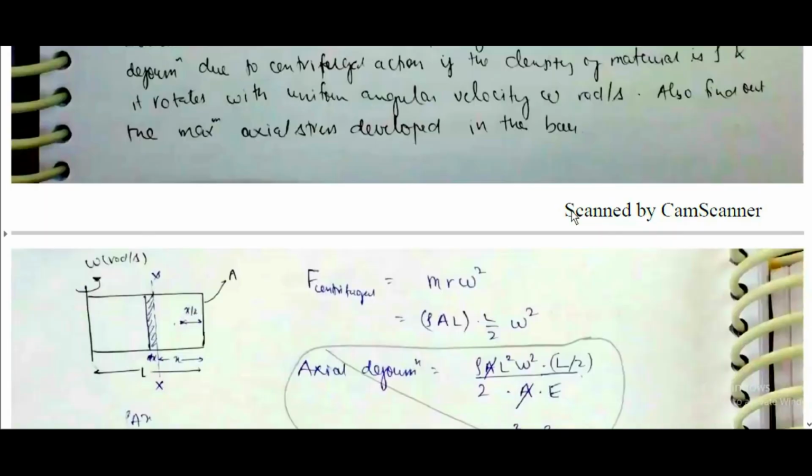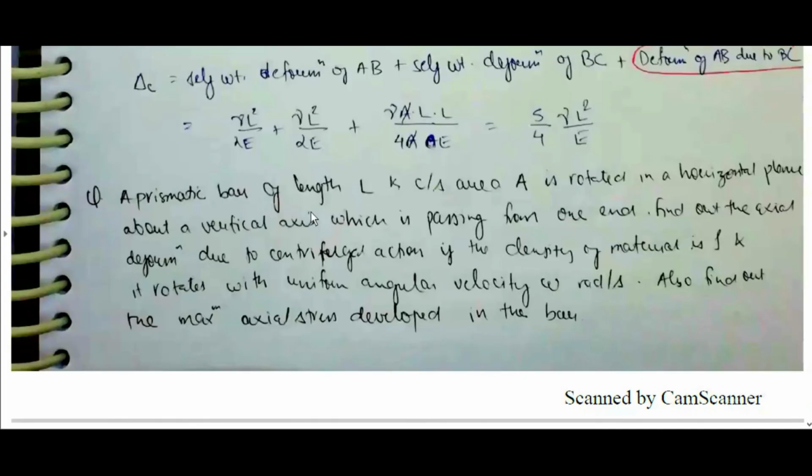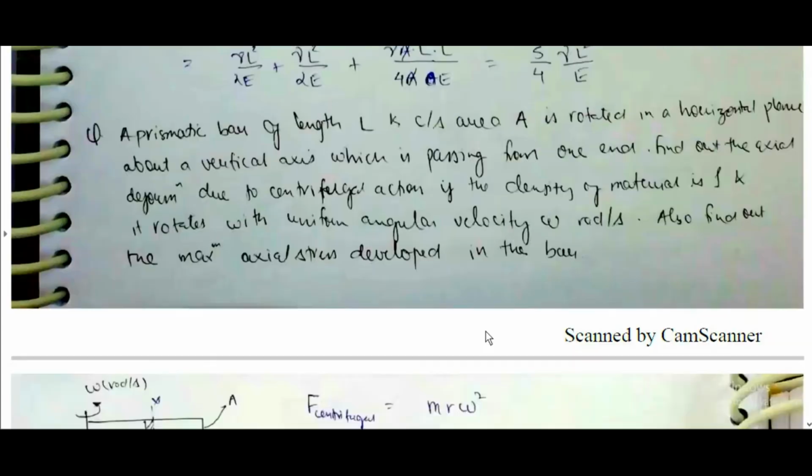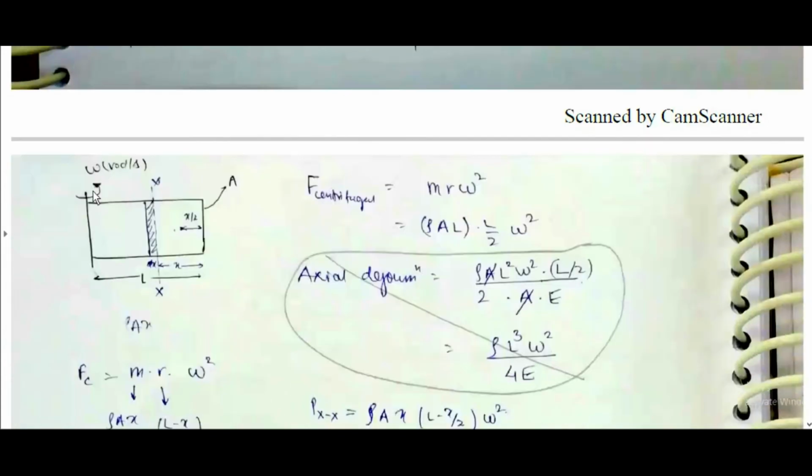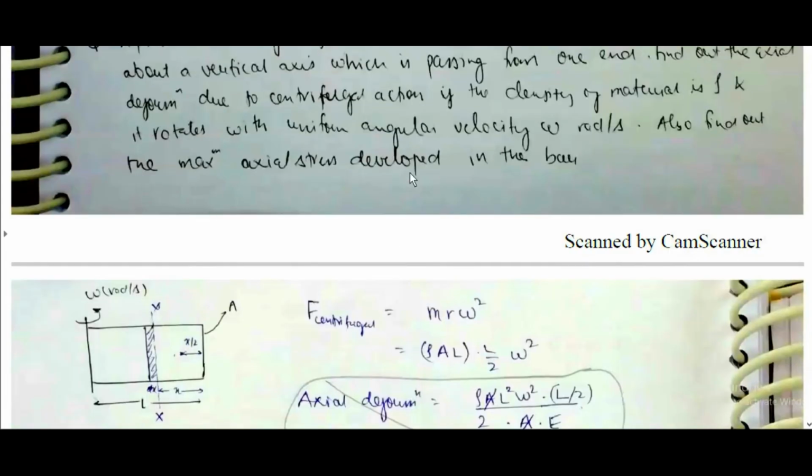A prismatic bar of length L and cross-sectional area A is rotated in a horizontal plane about a vertical axis which is passing through one end. Find out the axial deformation due to centrifugal action if the density of material is rho and it rotates with uniform angular velocity omega. Also find out the maximum axial stress developed in the bar. The bar is made to rotate along this fixed axis with omega radian per second.